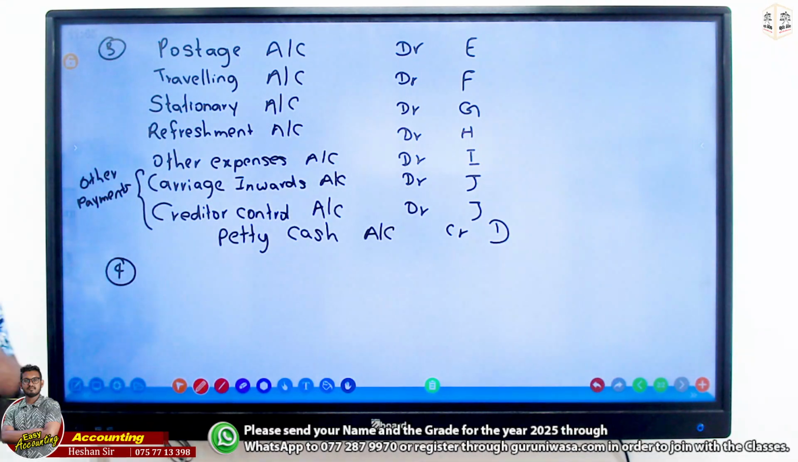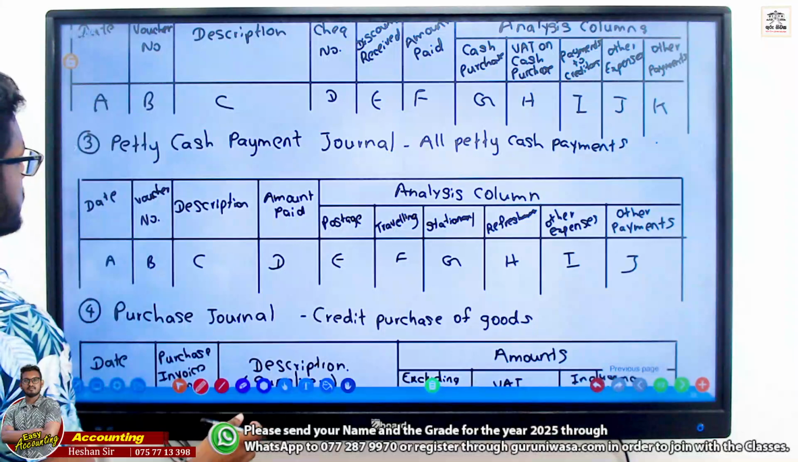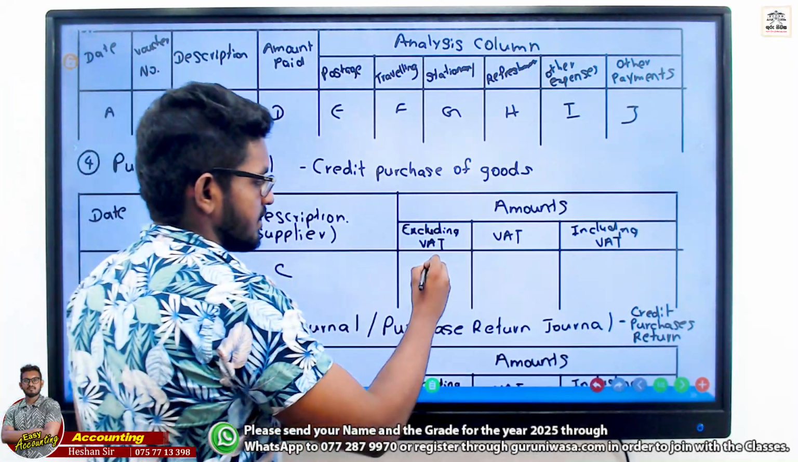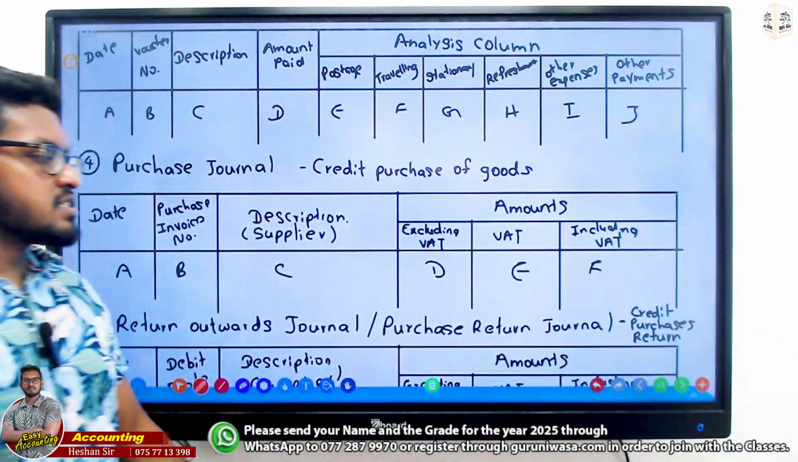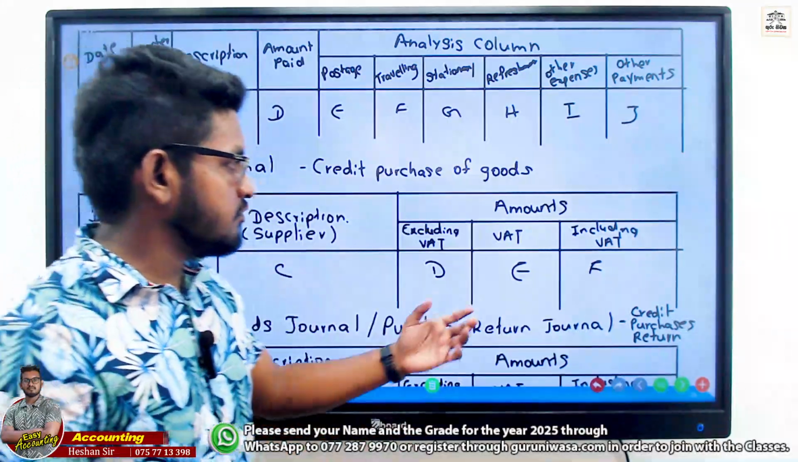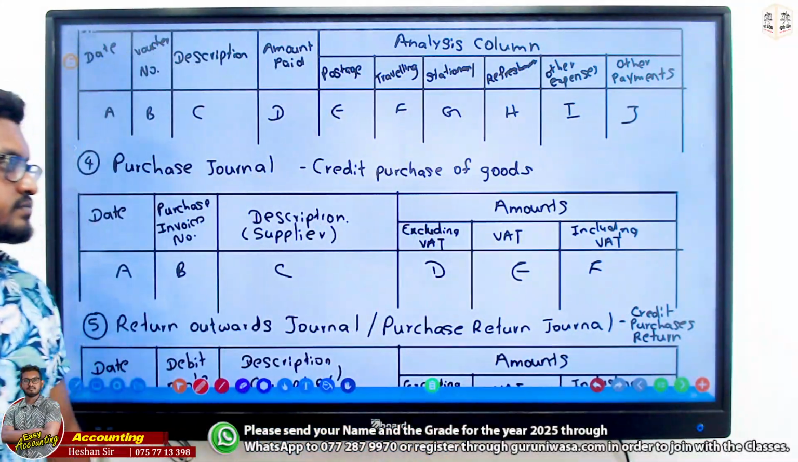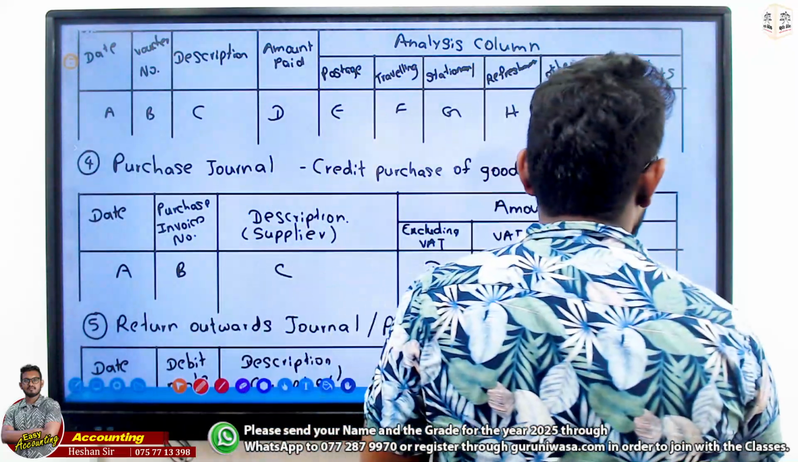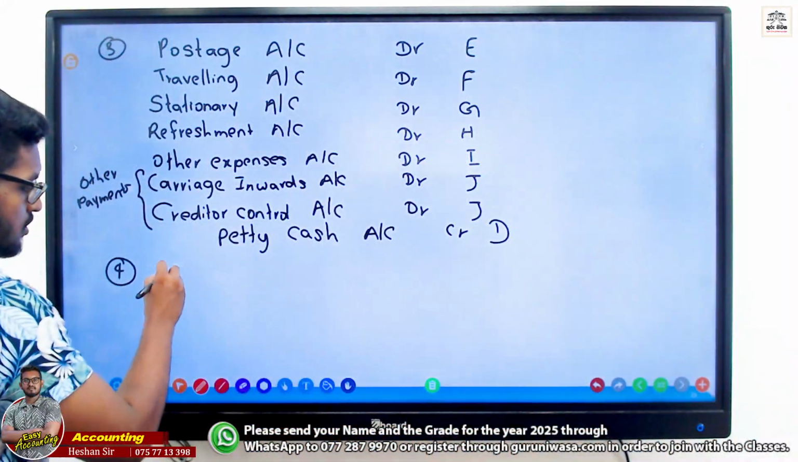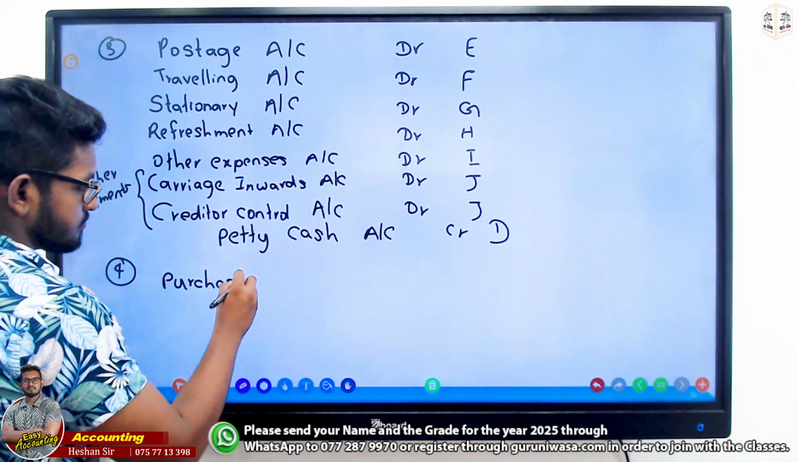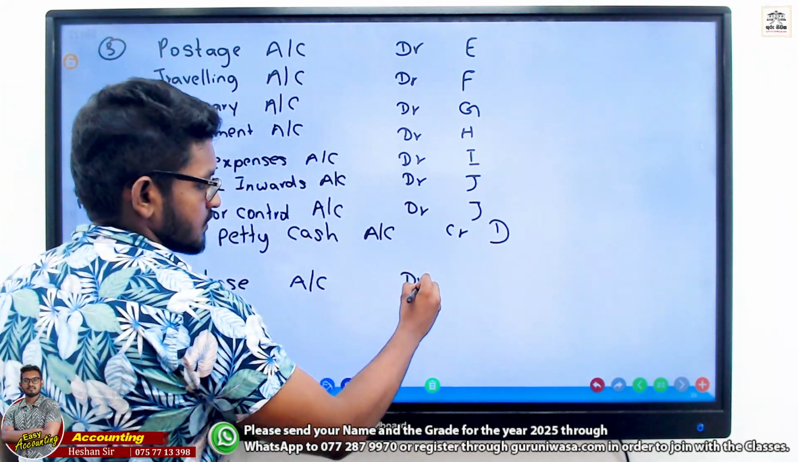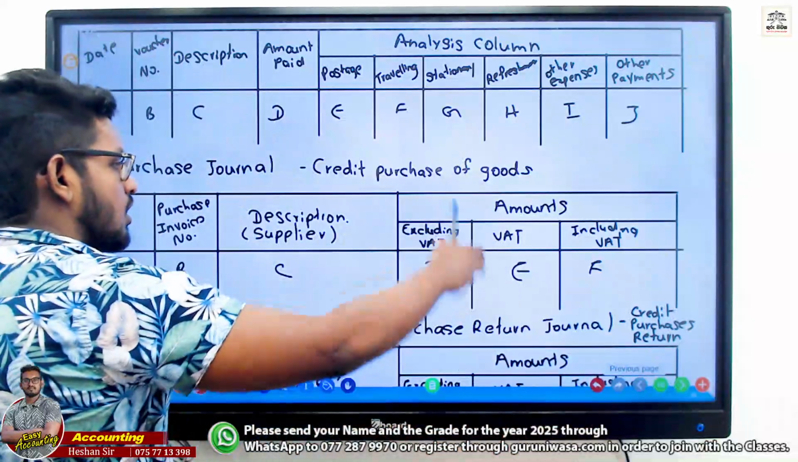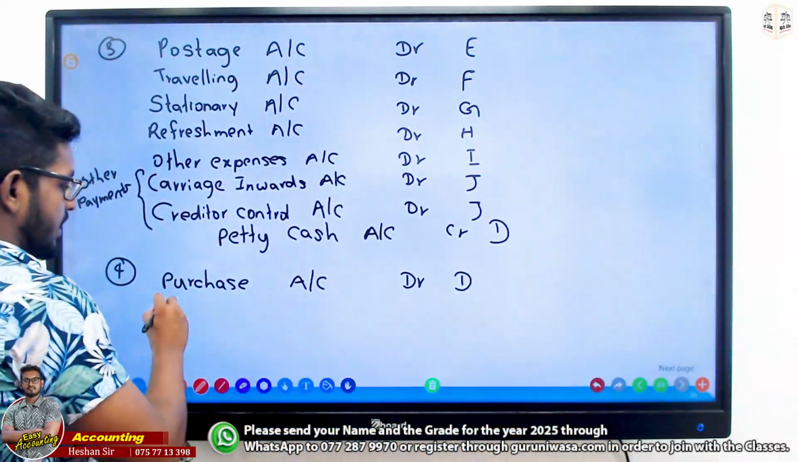Now number 4, about the purchase journal. If I write this A, B, C, D, E, F. First we identify the VAT excluded value, the VAT, and the including VAT value, right? Purchase account debit, the amount excluding VAT. VAT excluded value, D. VAT control account debit, E column.